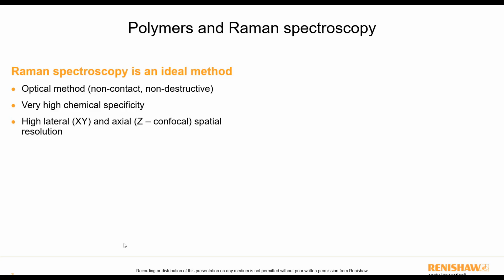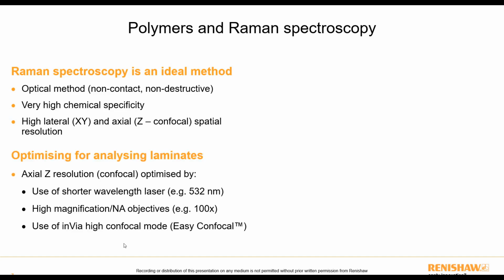We've looked at the chemical specificity and shown how high that can be, but we also benefit from having really high spatial resolution. That's both lateral resolution in X and Y, and then axial resolution, which we call confocality, and that's along the plane of the laser focus. And having that confocality combined with the specificity is an ideal combination to be able to look at laminates without having to section them at all.